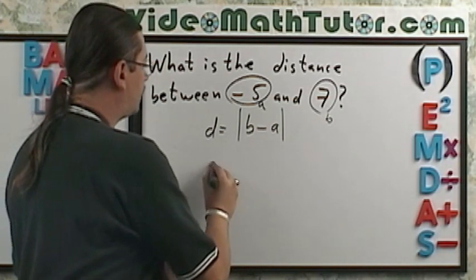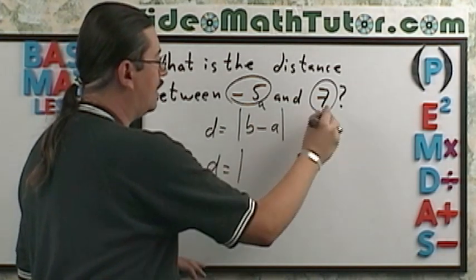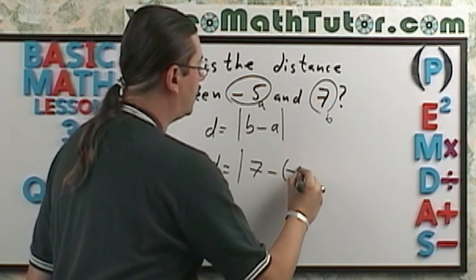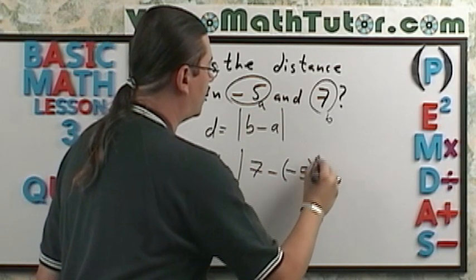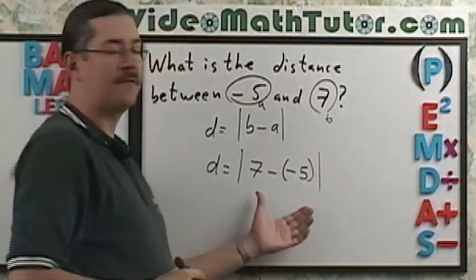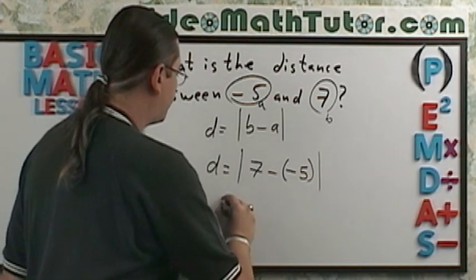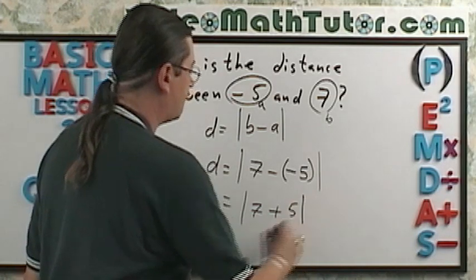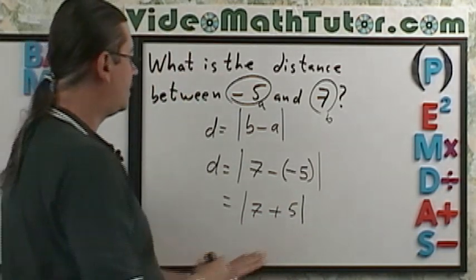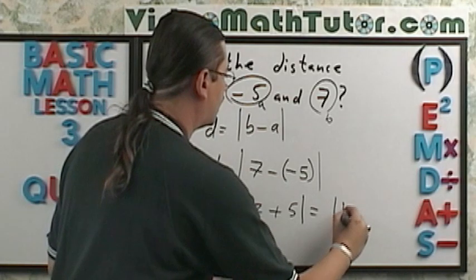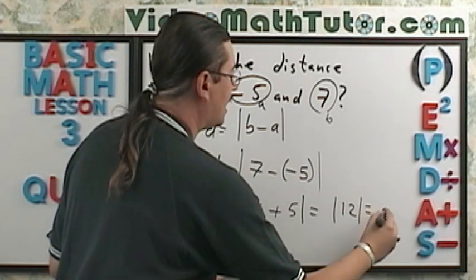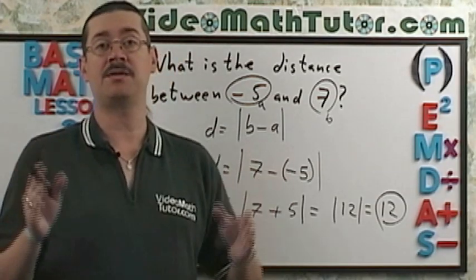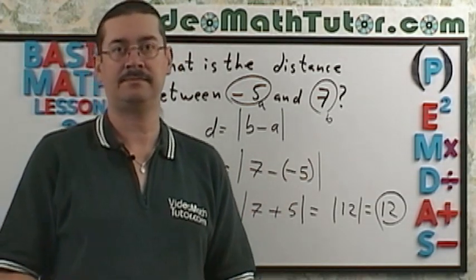So let's put that in here. My distance is B, 7, minus A, which is -5. Again, for clarity, I will put that in parentheses. Let's simplify what's inside the absolute value. I'm going to get 7 plus 5. Put this together, I get the absolute value of 12, and the absolute value of 12 is just 12. So that is your distance between -5 and 7.